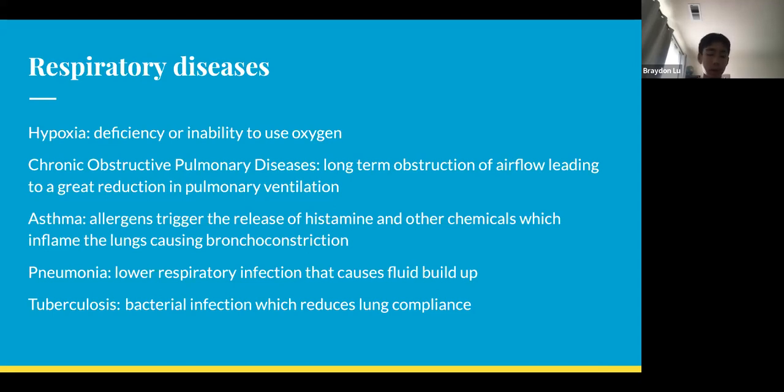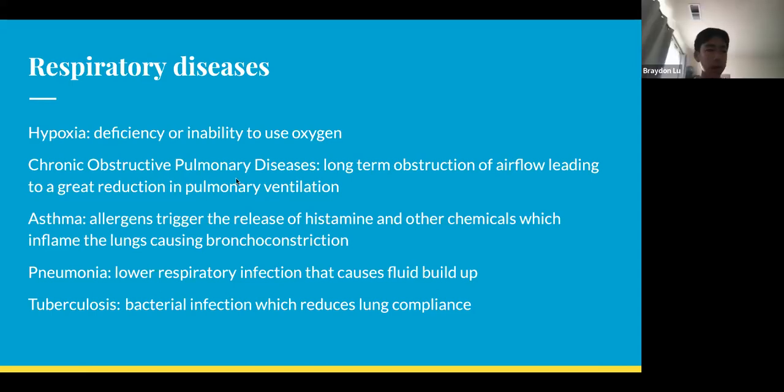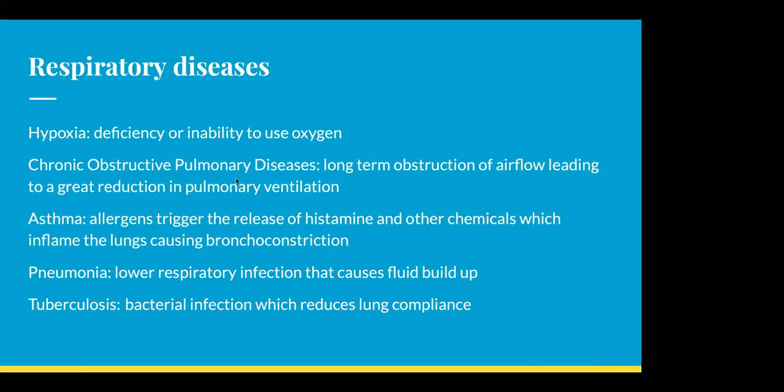Something that's probably really well known is asthma. Asthma happens when allergens trigger the release of histamine and other chemicals, which can inflame the lungs and cause the bronchioles to constrict, which leads to reduced airflow. Can you die from asthma? Well, if your asthma is really bad, yeah, you can die from asthma attacks.